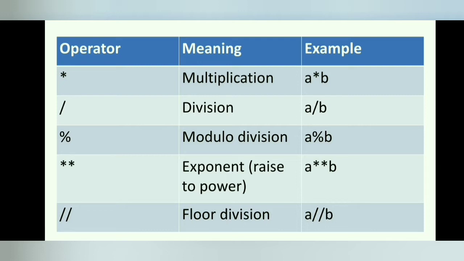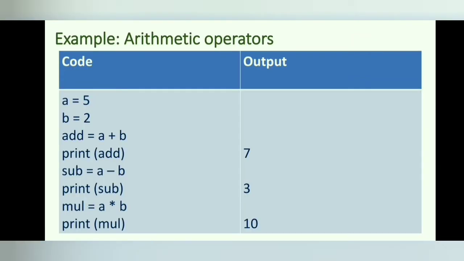Double slash, floor division. The floor division operator returns the closest integer value that is less than or equal to a specified value. Example: open any Python IDE or any text editor, type this Python code and run it. 5 is assigned to a, 2 is assigned to b, a plus b is assigned to r, print r, the output will be 7. A minus b is assigned to sub, print sub, the output will be 3. A multiplication b is assigned to mul, print mul, the output will be 10.